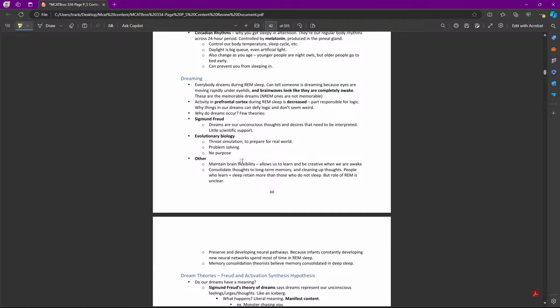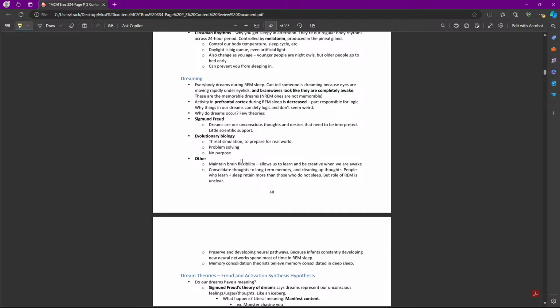Everybody dreams during REM sleep. You can tell someone is dreaming because their eyes are moving rapidly under the eyelids, and the brainwaves look like they're completely awake. These are memorable dreams. Non-REM ones are not memorable. Activity in the prefrontal cortex, the part responsible for logic, is decreased during REM sleep. That's why things in our dreams defy logic and don't seem weird.